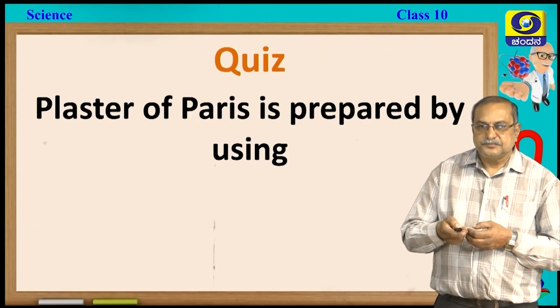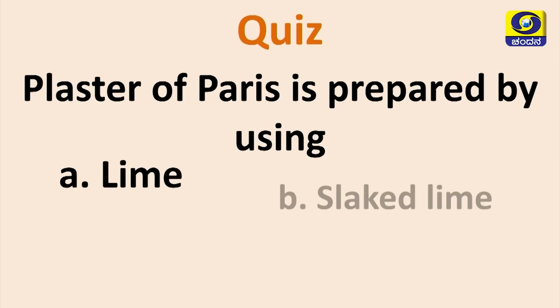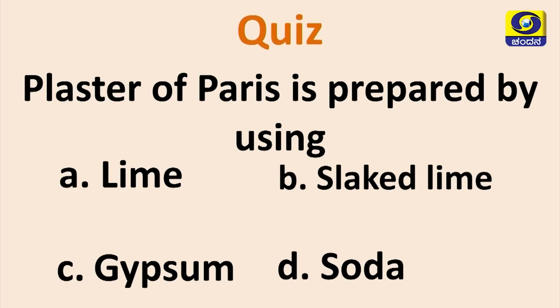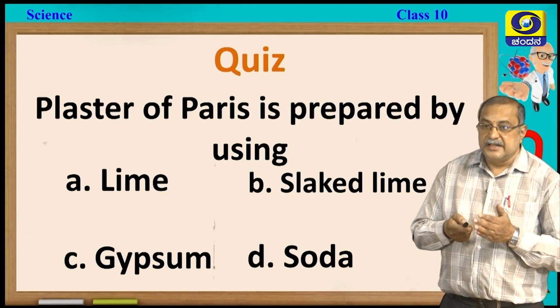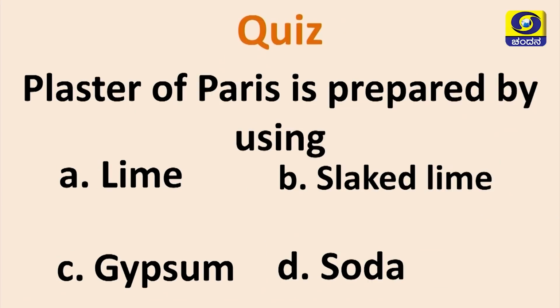Okay? So, now it is quiz time. Plaster of Paris is prepared by using what? Lime, slaked lime, gypsum and soda. So, plaster of Paris is prepared by using lime, slaked lime, gypsum and soda. Which is the correct answer? Think for a while. Okay? I think you know the answer.